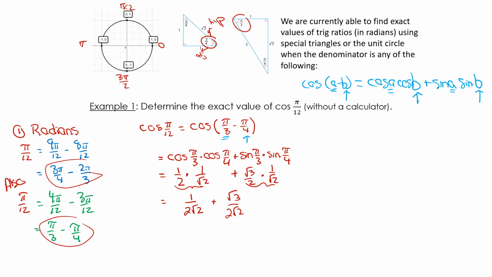Well, luckily our denominators are the same. I have a common denominator. My denominator is 2 root 2. When I add the numerators, I have 1 plus root 3. But I've got to rationalize the denominator.